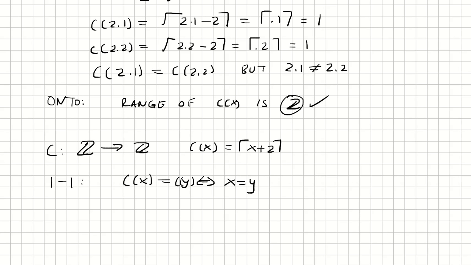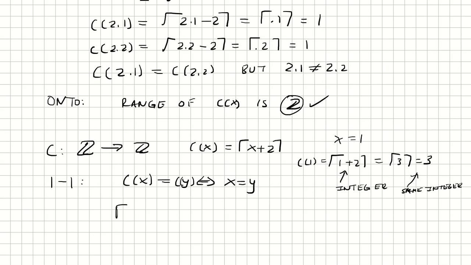So my input here is all integers. For example, if x equals 1, c of 1 is the ceiling of 1 plus 2, which is the ceiling of 3, which is 3. So the idea is if I put an integer inside here, my answer is going to be the same integer. So integer in means integer out.